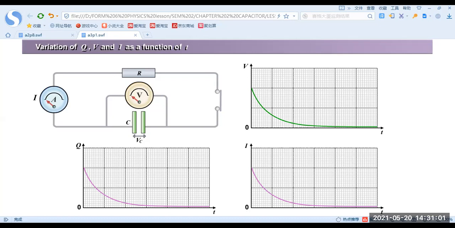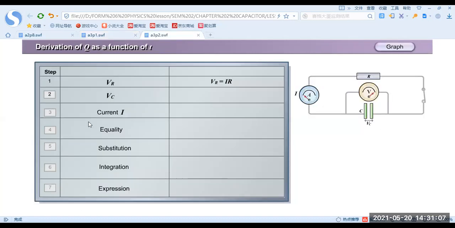Okay, let's go to the next slide. Now, as we know that VR is equal to IR, VC is equal to Q over C, where this is Q from Q equals CV. I equal to dQ over dt, where because the Q decreases with time, so negative. Why negative? Because in the process the charge is reduced. And equality, VR equal to VC.